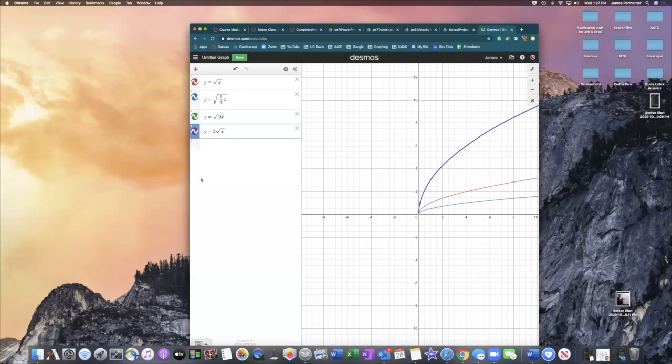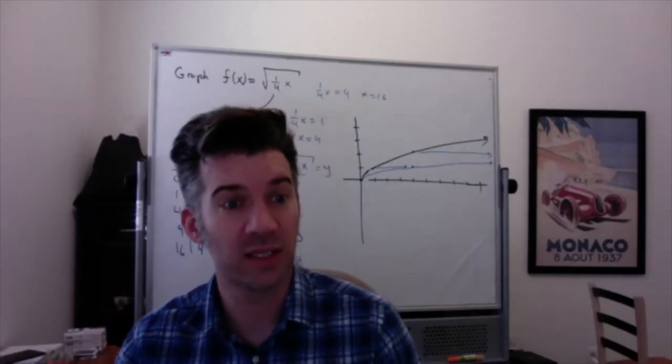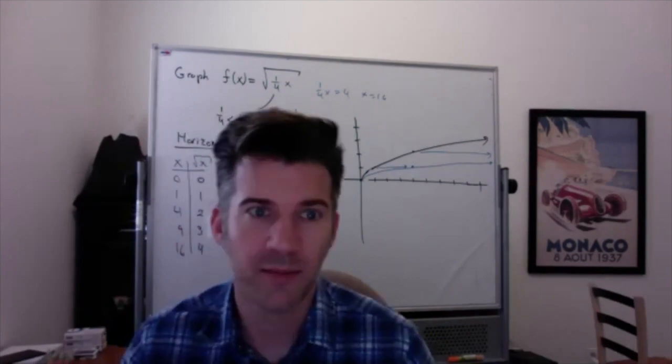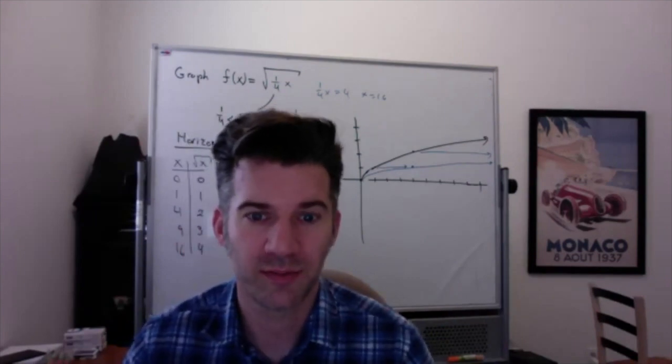So, especially if your graph goes through the origin, a vertical stretch and a horizontal compression can look the same. Just like a vertical compression and a horizontal stretch can look the same. They're not always the same, but they often have a very similar effect. Okay, let's do some more examples.